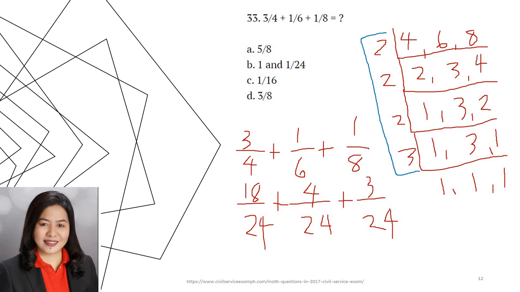So 18 plus 4 is 22. 22 plus 3 is 25. So that's 25 over 24, and that gives us 1. So how many 24s are there in 25? There's 1, and we have a remainder of 1 over 24. So our answer is letter B. Yay! So we move to our next number.